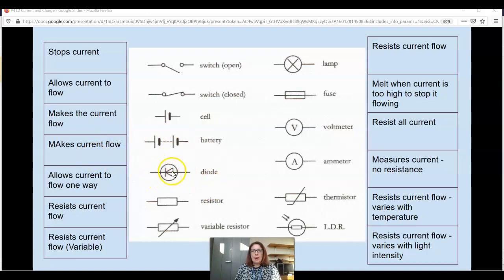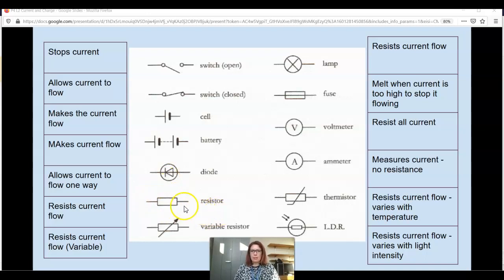This is a diode. Now a diode allows electricity to flow in one direction. Can you see there's a sort of arrow here? So electricity can flow this way, but it cannot flow this way. And that is used often to protect very delicate circuits, or a circuit that needs a DC supply rather than an AC supply.